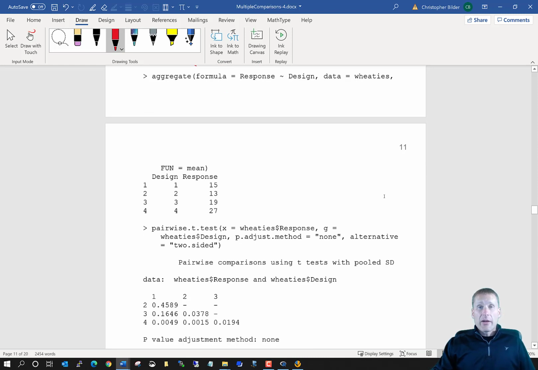We can use the aggregate function, as we've done many times before, to find, let's say, the sample means for each treatment type. Notice that treatment 2 has the smallest sample mean, then it's treatment 1, then treatment 3, and then treatment 4. And we'll use this ordering when we do this little graphic.